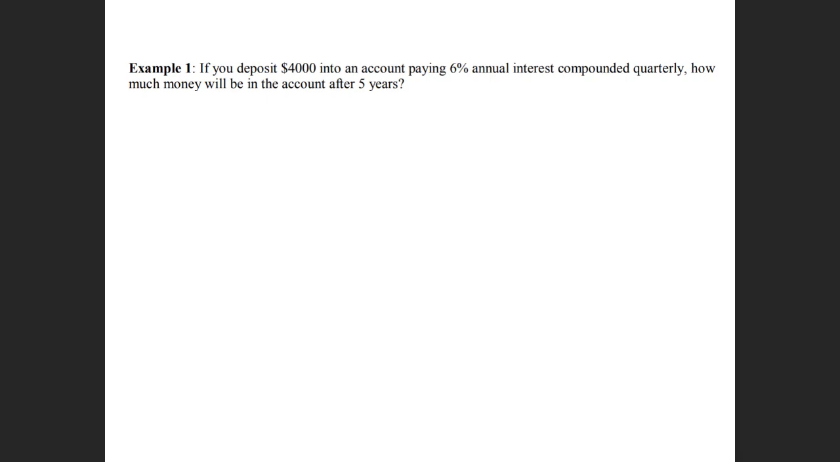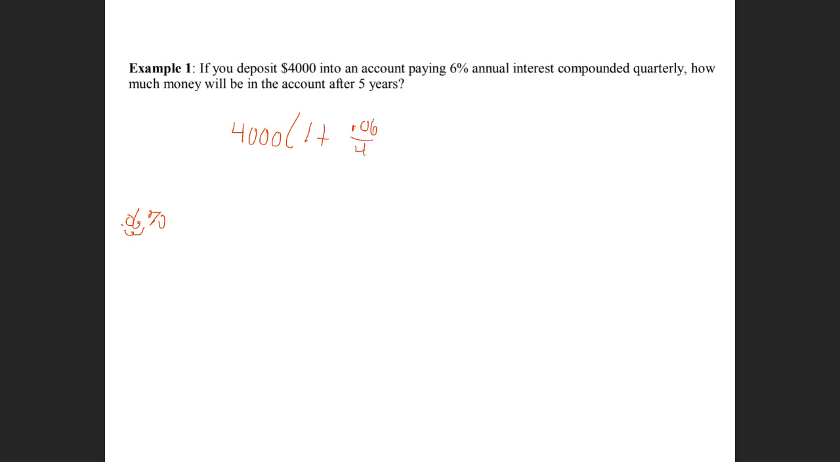So in this problem, it says if you deposit $4,000 into an account paying 6% annual interest compounded quarterly, how much money will be in the account after 5 years? Okay, so the original amount, I take 4,000, because that is my original amount. So this is going to be 4,000, and then 1 plus, well, 6% is not a decimal. I have to change 6% to a decimal. Well, I moved the decimal point over 2 places, so this is going to be 0.06 compounded quarterly.